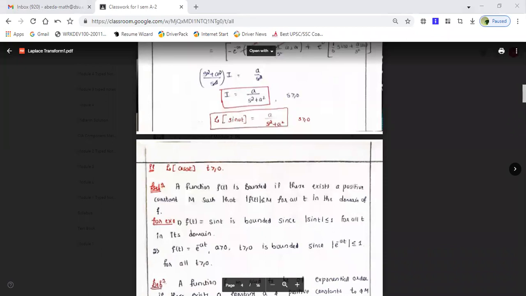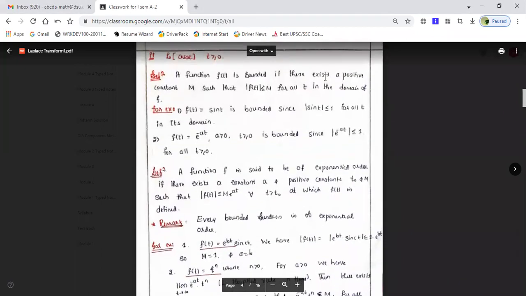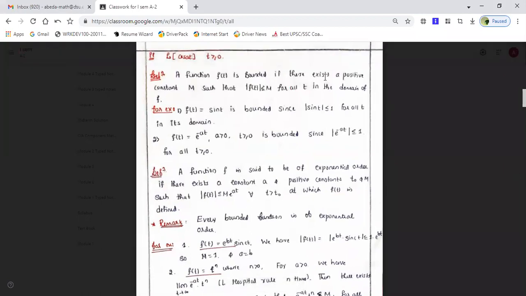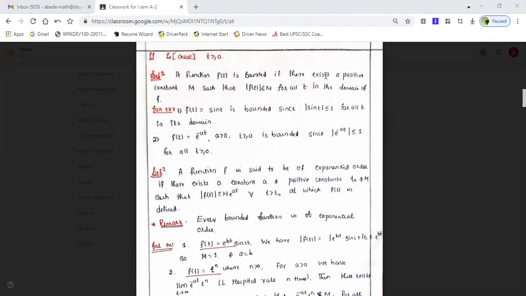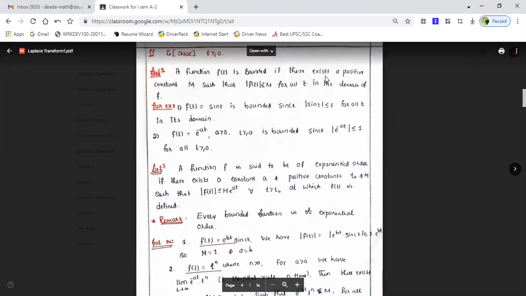Now let me give some definitions where we'll talk about boundedness and all. Please remember the formulas, all of you. Now, a function is said to be bounded. You might have heard about this boundedness. Whatever function I consider, if I say it is bounded, what do I mean? There should be some positive number such that my function is restricted by that particular positive number.